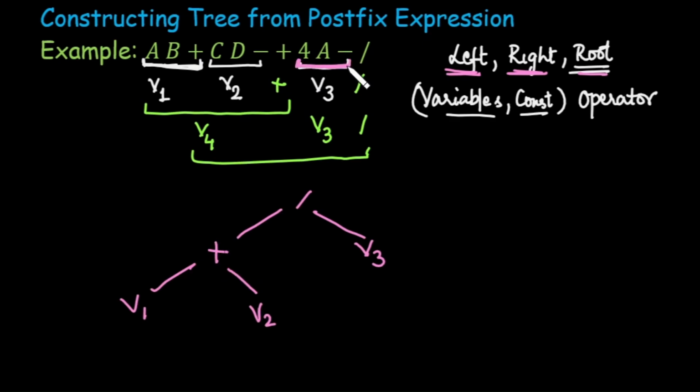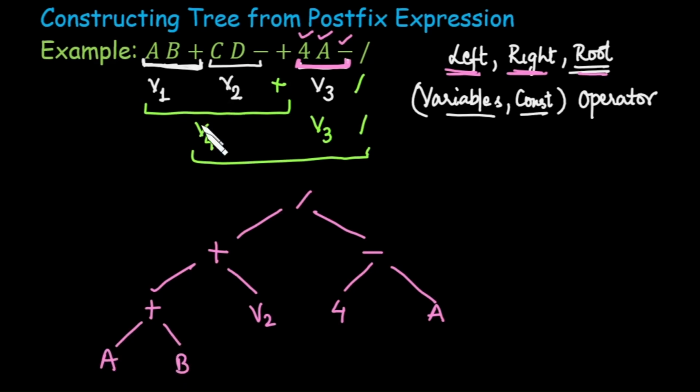For V3, we need to draw the ordered rooted tree of this one. So this is the left, right and this is the root. Root in this case is subtraction. Left is 4, right is 8. For V1, that is A B plus. Root is plus, left is A and right is B. For V2, C is the left, D is the right and the root is subtraction.